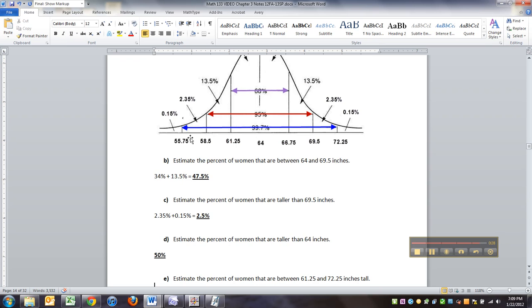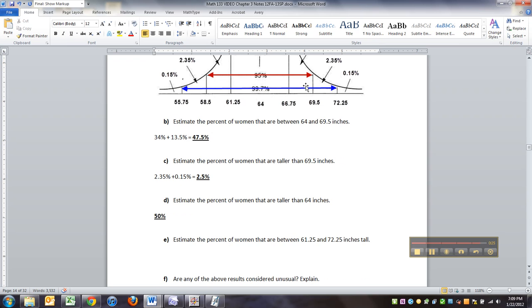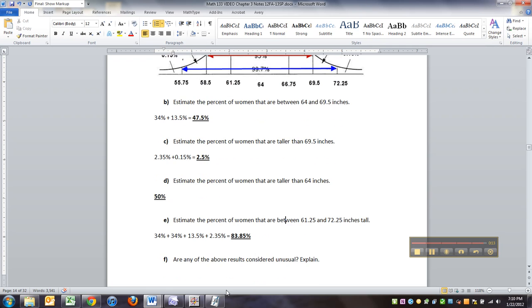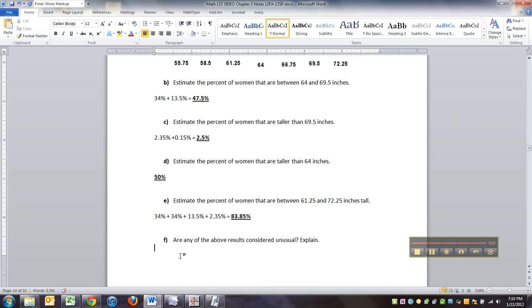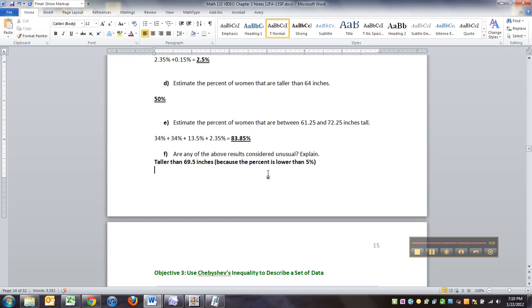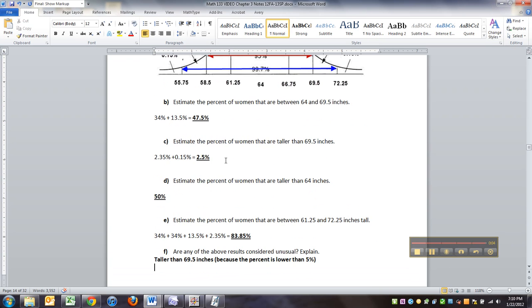What about between 61.25 and 72.25? All right, I'm running out of time, so hold on. That would be 83.85% because you add up all the different sections: 34, 34, 13.5, 2.35. Are any results unusual? Yes. Taller than 69.5, because the percent there was 2.5%, which is lower than 5%.